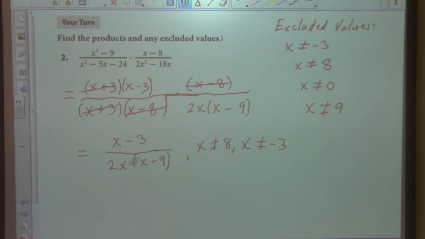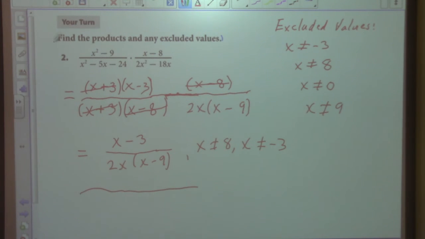So just by seeing this, you can see that 0 and 9 are excluded values. But I like listing them all, right? Because I think it's just a clearer statement. What you're doing in your work is communicating that work to someone else, a teacher or someone, whatever. It's just clearer. And so that's what you have, and that will be your answer. And that's it. Any questions on this?